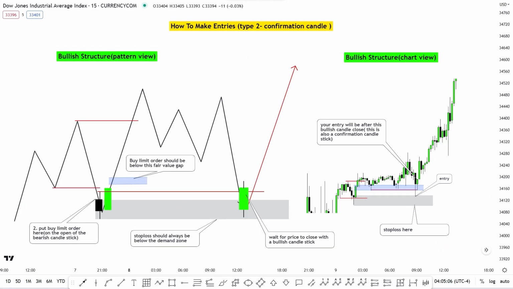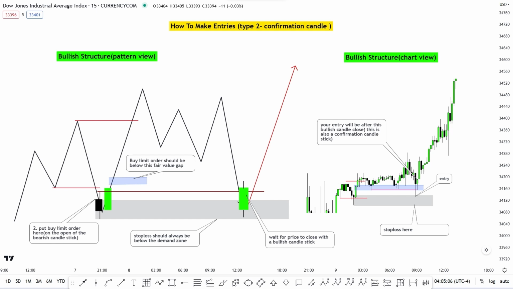We will explore the second method of entering the market called a confirmation candle. This technique allows us to enter a trade once we observe a candlestick that closes in the direction we have anticipated. Let's take a closer look at how the confirmation candle works. In the example we have on our chart, we are looking to take a bullish trade setup.